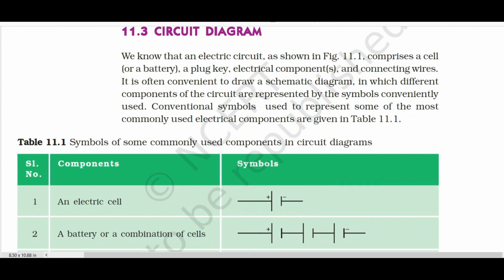So now let's study what is a circuit diagram and what are the components that are used to represent a circuit. We know that an electric circuit, as shown in figure 11.1, comprises a cell, a plug, and electric components and connecting wires. It is often convenient to draw a schematic diagram in which different components of the circuit are represented by the symbols conveniently used. Conventional symbols used to represent some of the most commonly used electrical components are given in the table.